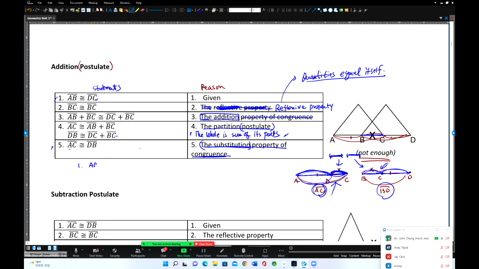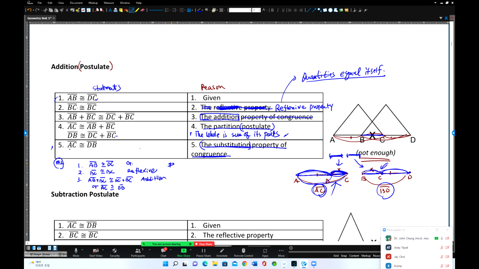First step: AB congruent to DC. That's fine, this is given, right? Second: BC congruent to BC, that is reflexive. Third: AB plus BC is congruent to DC plus BC. This is the addition. AB plus BC is now AC, isn't it? And that is congruent to DB, right? This is the second method.